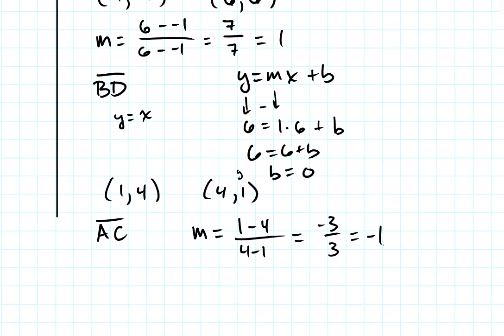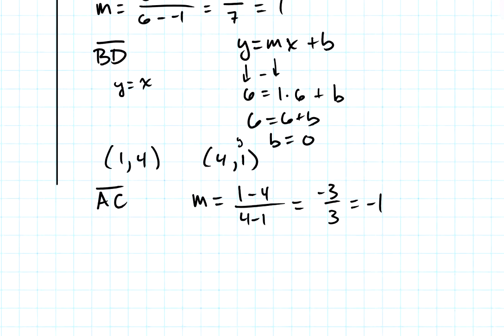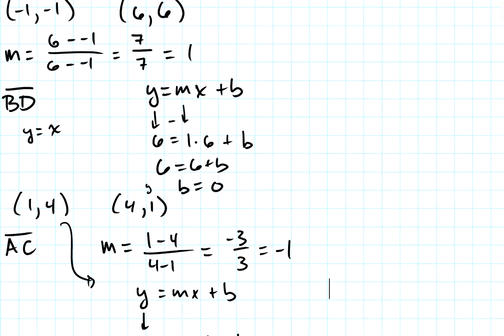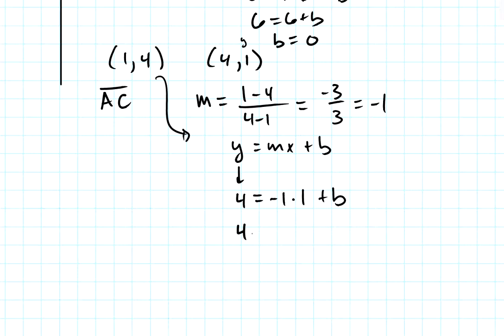Now that I know the slope, I need the y-intercept. So I'm going to use the same trick I used up above. I'm going to write y equals mx plus b. For this point, I'll use the point 1, 4. So x is 1, y is 4. I'm going to put down that y is 4, and that equals my slope of negative 1 times my x value, which is 1, plus b. So what I have right here is 4 equals negative 1 plus b. Therefore, b would have to equal 5.